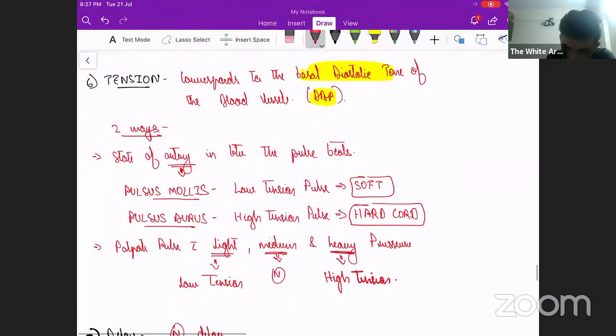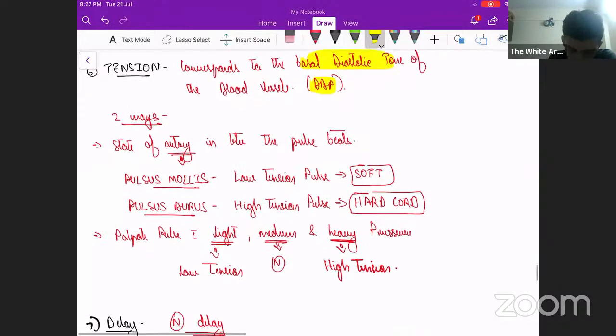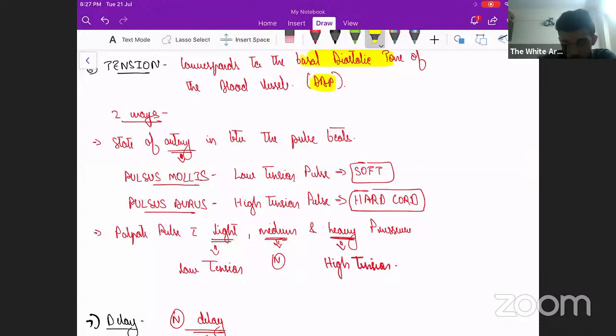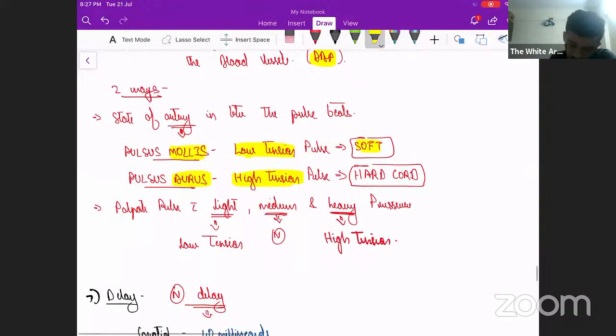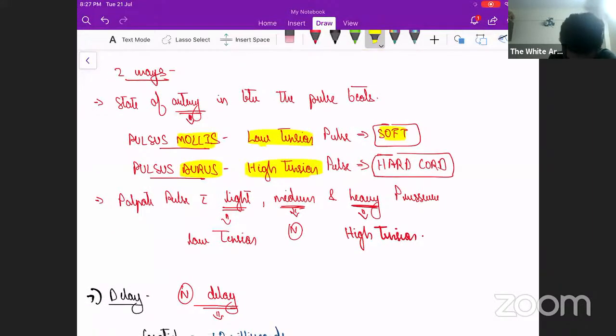So tension is the basal diastolic tone of the blood vessel that we measure. How? There are two ways. One is we look at the state of the artery in between the pulse beats and see whether it is soft in nature or hard in nature. If it is hard in nature, there is a high tension pulse. If it is soft in nature, it is a low tension pulse. So we call it pulsus mollis in case of low tension and pulsus durus in case of high tension. Next, you palpate the pulse with light, medium, and heavy pressure. If you are able to feel it with light pressure, then it is low tension, medium is normal activity, and with heavy pressure, it is a high tension pulse. Okay, so this is how we make out.